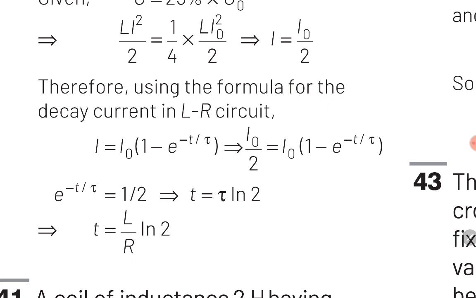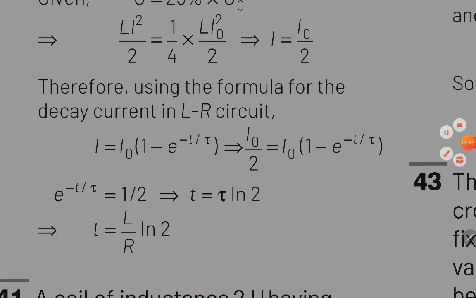Guys, here tau is the time constant and this is given by the formula L by R. So guys, our final answer will be time t is equal to L by R into ln of 2. So guys, with this we have completed this question. Now let's move ahead to the next slide.